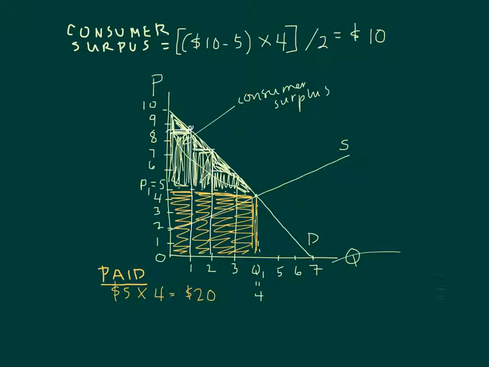They receive this paid rectangle of 5 times 4, as we've already established. So this upper triangle here is the area that they receive that they did not have to pay in terms of cost. So that is the producer surplus. So I will let you calculate that on your own.